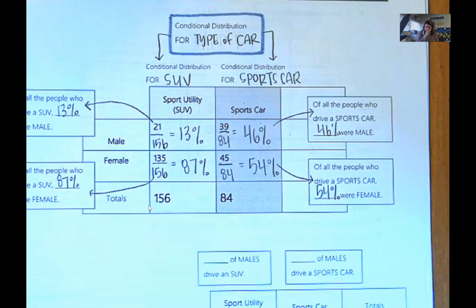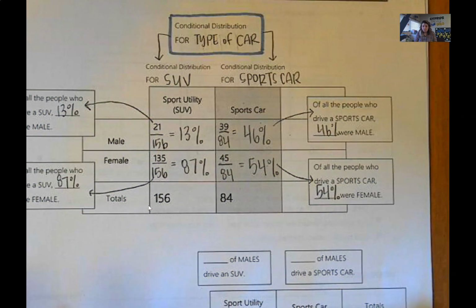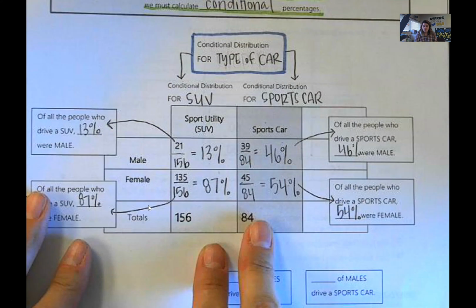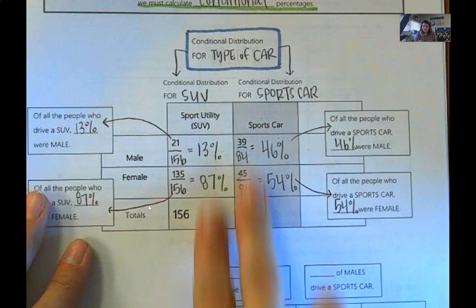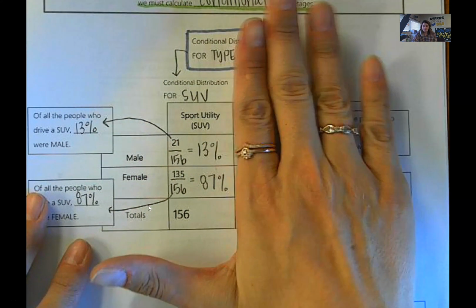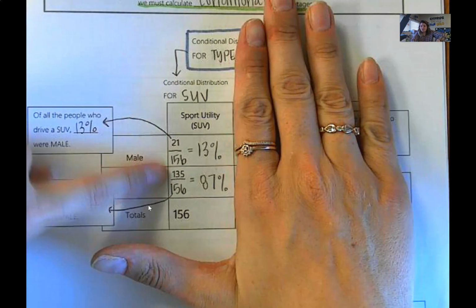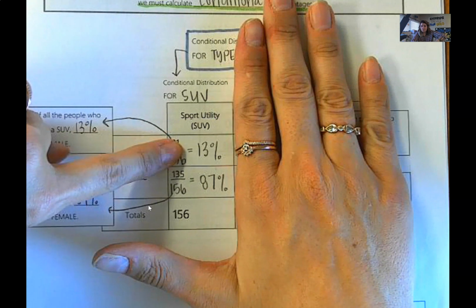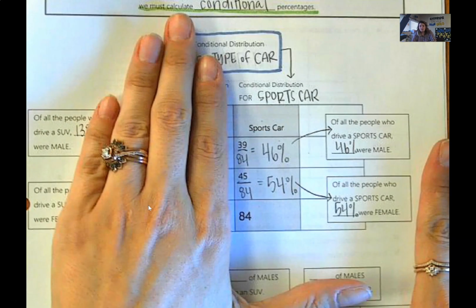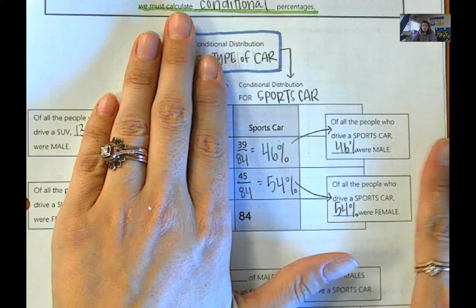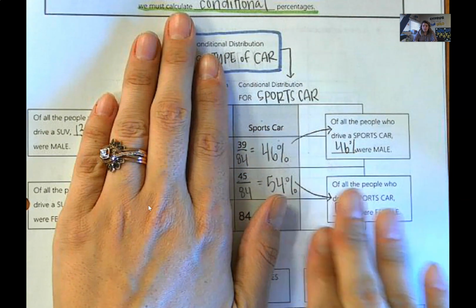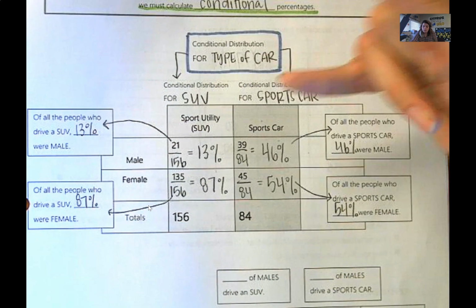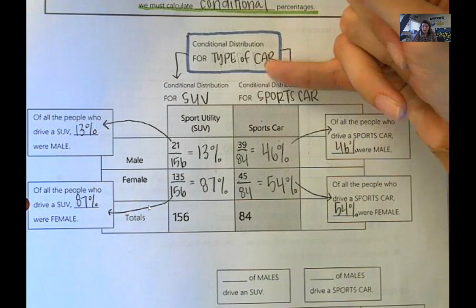Biggest takeaways so far. Your arrows for your distribution are pointing down. That means that you work down. You work one column at a time. The percentages are based off of the column total. So both of these are out of 156. Both of these are out of 84. We do not care about the table total. So this is our conditional distribution for type of car.